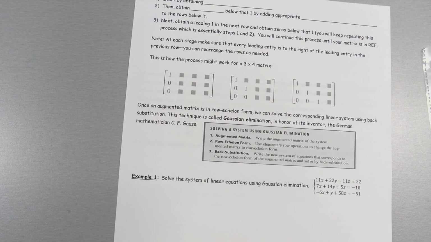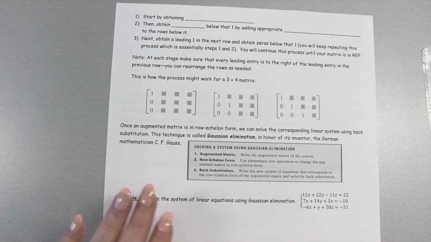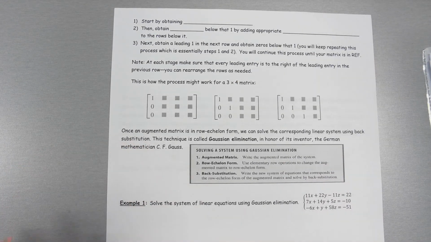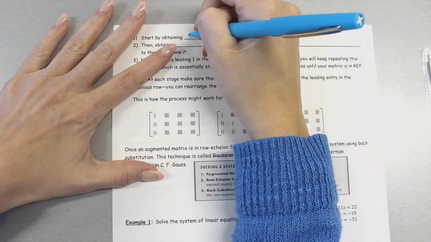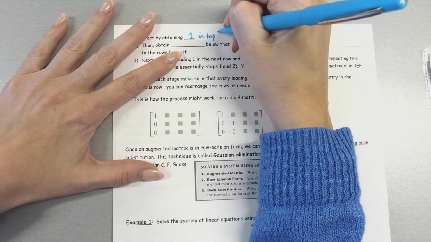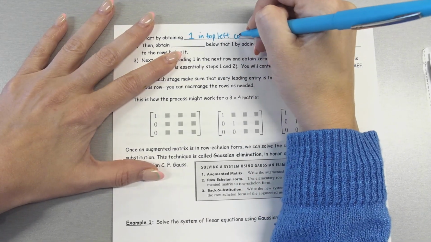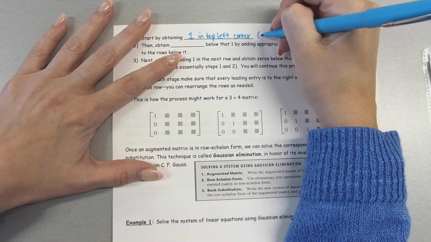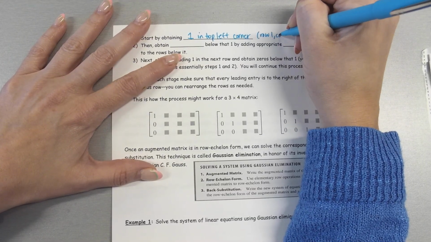Okay, so we're going to start by obtaining, do you guys remember from yesterday what our first step is? What are we going to obtain first? A 1, yep, where? Yeah, great. Okay, so you have that 1 in that upper left corner. Okay, so it's the row 1, the column 1.